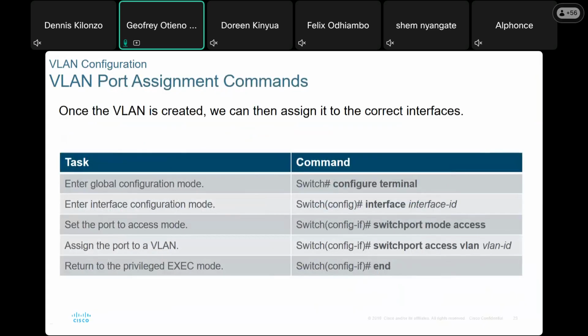Having created the VLANs, now it's time to assign the interfaces to the ports. Once the VLAN is created, we can then assign it to the correct interfaces.